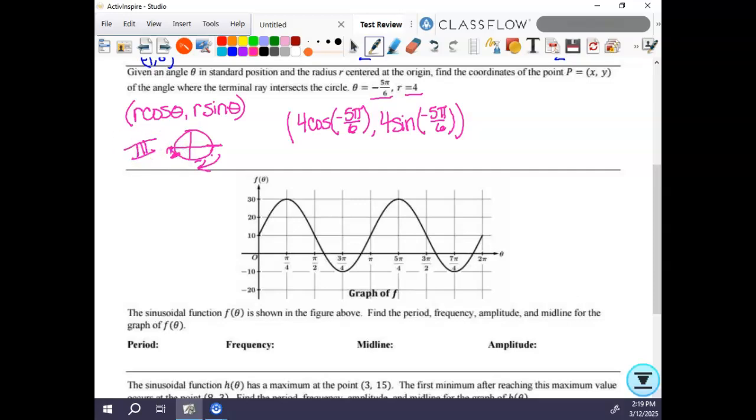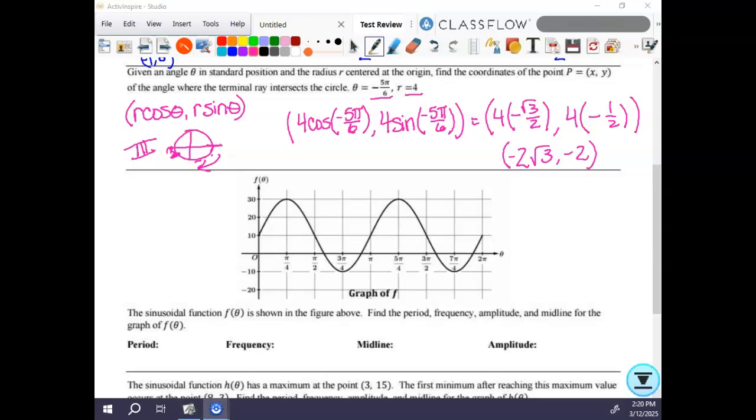So then all I need to know is in quadrant 3, is cosine positive or negative? Negative. So this is going to be 4 times a negative. And what is the cosine of pi/6? Square root of 3 over 2. And then this is going to be 4 times, I'm still in the third quadrant, and in the third quadrant sine is what? Negative. And what is the sine of pi/6? 1/2. So then this will give me -2 square roots of 3 and -2. Okay, we got on all that?